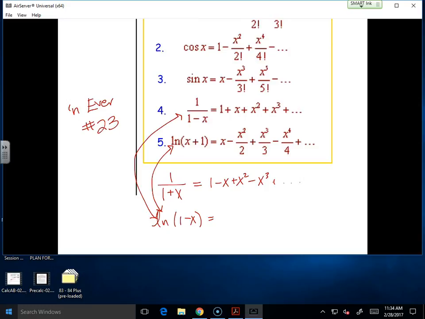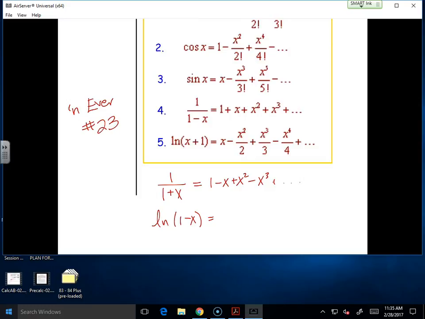I like 5, but I like 4. So integrating 4, you end up with x plus x squared over 2, you just change the sign, don't you? Plus x cubed over 3, yeah, plus x to the 4th over 4. For 5 you just change the sign: negative, positive, negative, positive. Right? Oh, no. Yeah, it's opposite. Instead of being positive, negative, it's negative, positive.